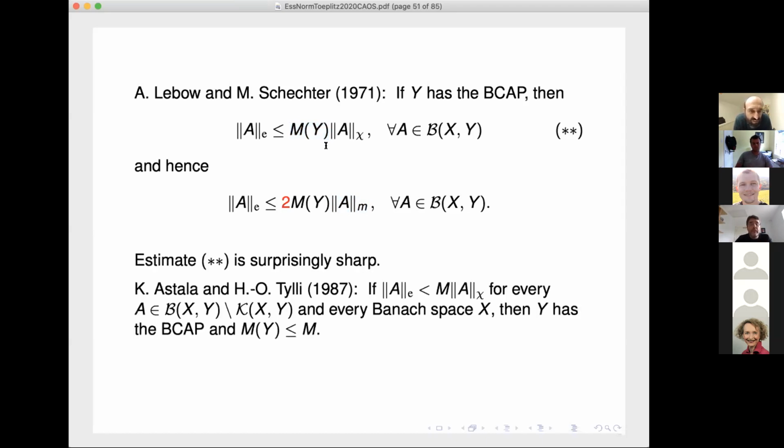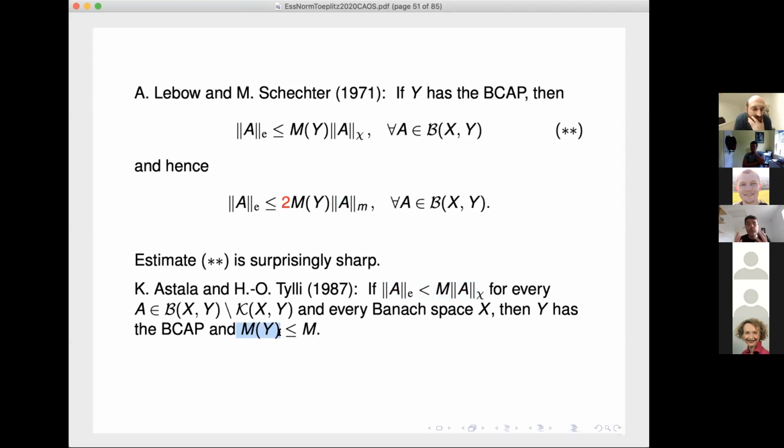So in Astala and Tylli, they proved that it's sharp in the class of spaces. It's not sharp for any operator, but if you have this estimate with some constant, and this happens for every non-compact operator and for every Banach space X, the source space, then the target space just has to have the bounded compact approximation property, and the constant M actually cannot be smaller. So this M is the correct constant.